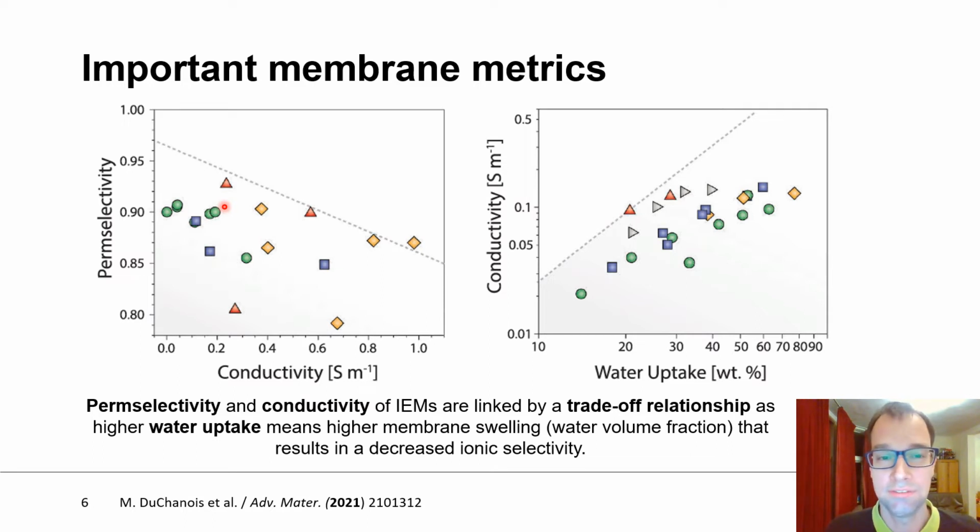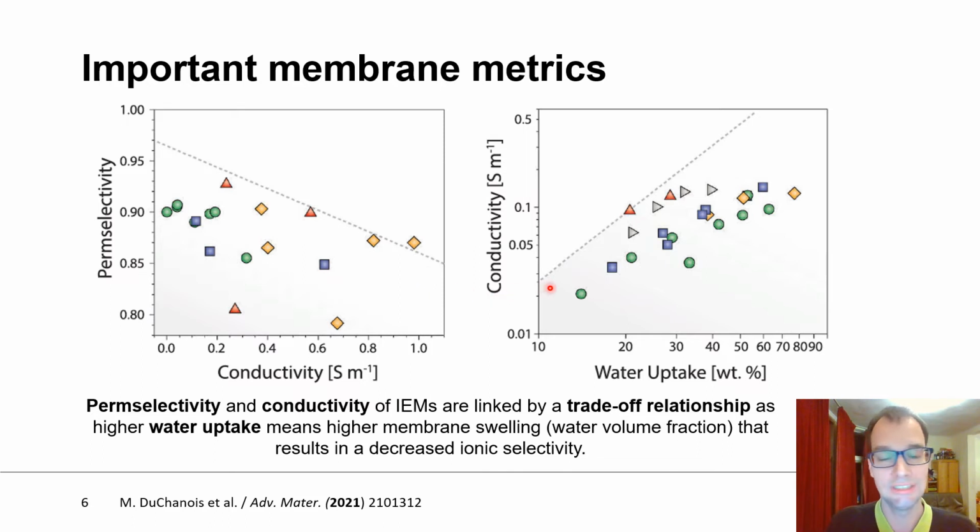The conductivity indicates how conductive the membrane is. And obviously you want to have as high a conductivity as possible because you want to minimize the ohmic resistance in the electrochemical system. Now you can see here that we have to make a trade-off because typically the higher the conductivity, the lower the selectivity. Of course there are exceptions, but that is the general rule.